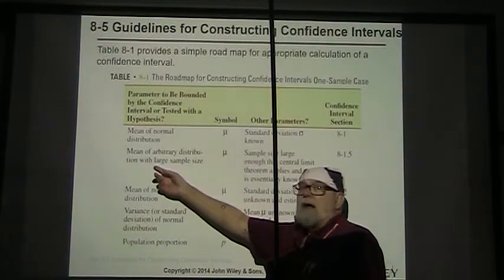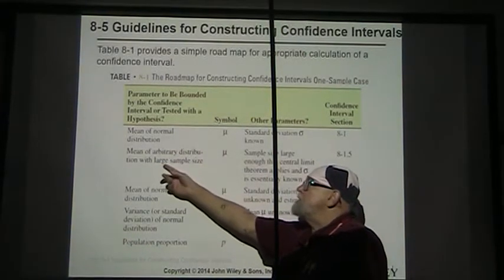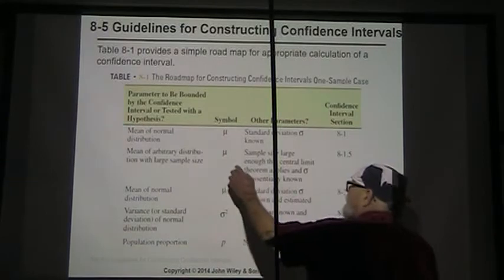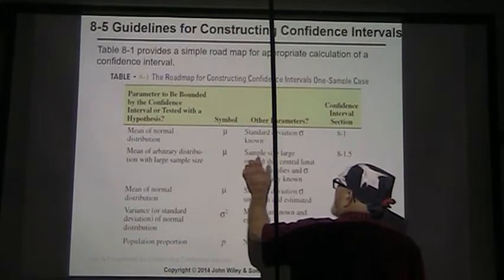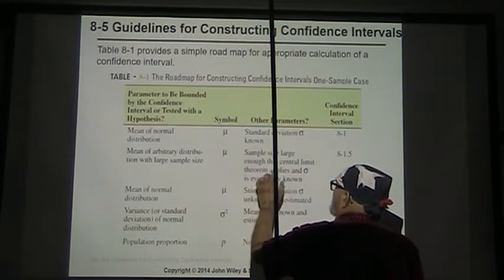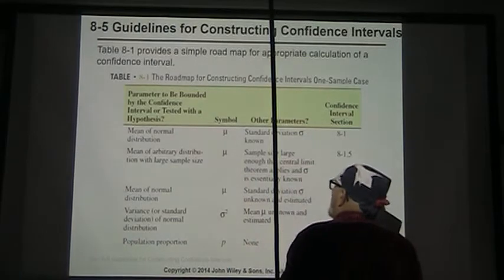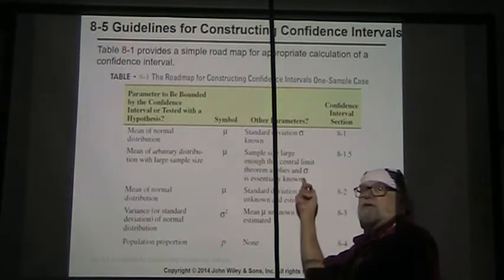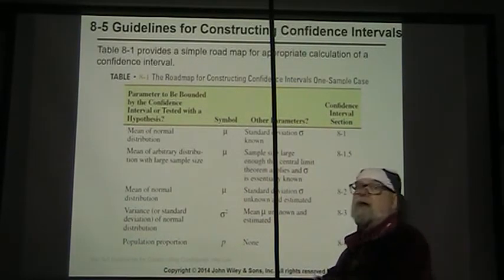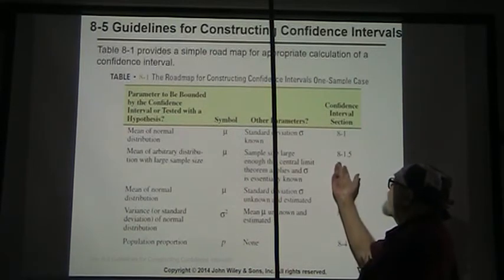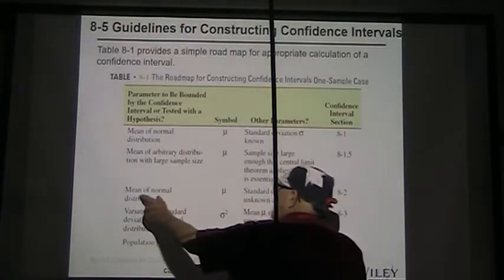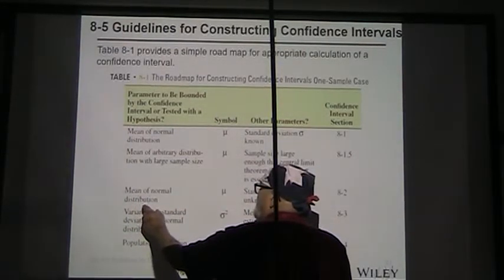If we're looking at the mean of an arbitrary distribution, but we have a large sample size, we're looking for mu, our sample size is large enough that we consider the central limit theorem to apply, and our standard deviation is essentially known because we're just going to use our sample standard deviation. All right, in that case we go to 8-1.5.